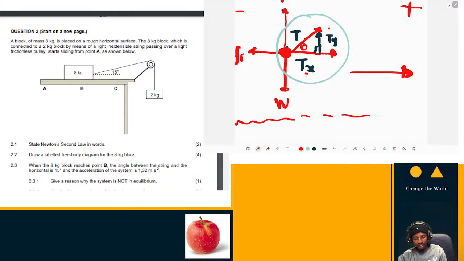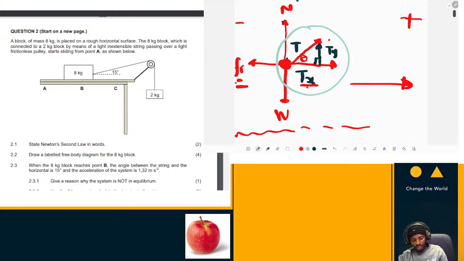Therefore, we're going to consider Tx and friction, those two forces over here. Then if we want to calculate weight, maybe normal force, we're only going to consider the forces which are acting in the y direction. Therefore, we're only going to consider normal force, weight, and T of y.